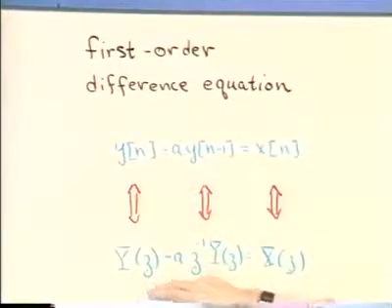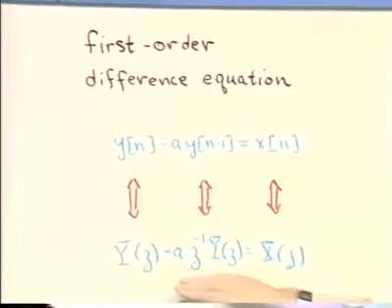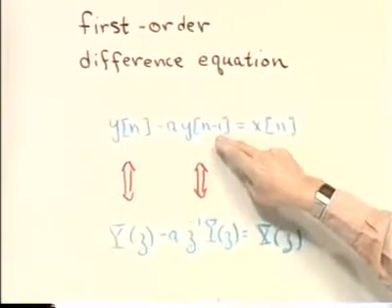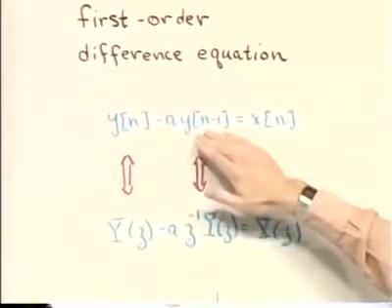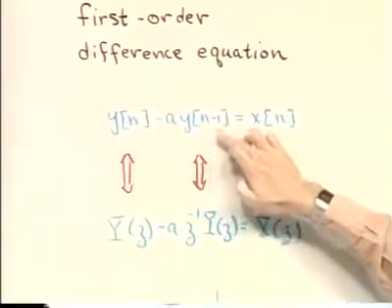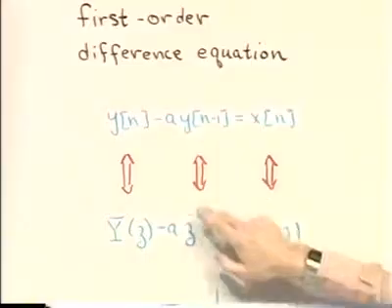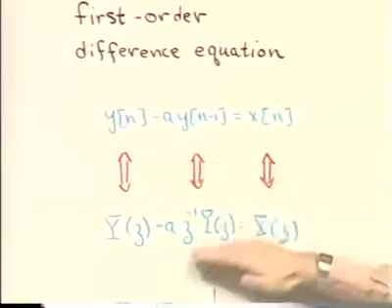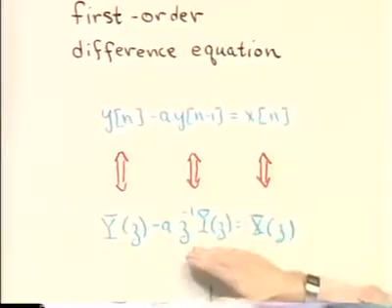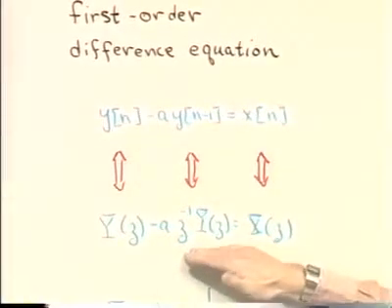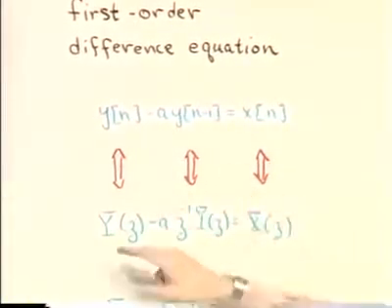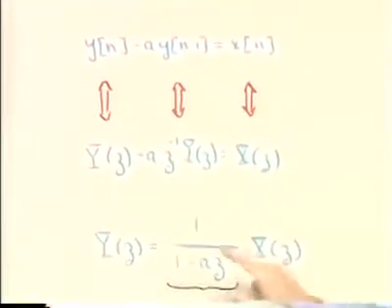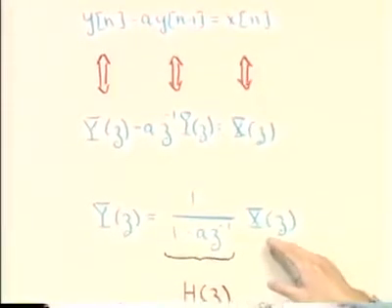And so using those properties, together with the shifting property, the property that tells us that the z-transform of y of n minus 1 is z to the minus 1 times the z-transform of y of n, we then convert the difference equation to an algebraic expression, and we can solve this algebraic expression for the z-transform of the output in terms of the z-transform of the input.